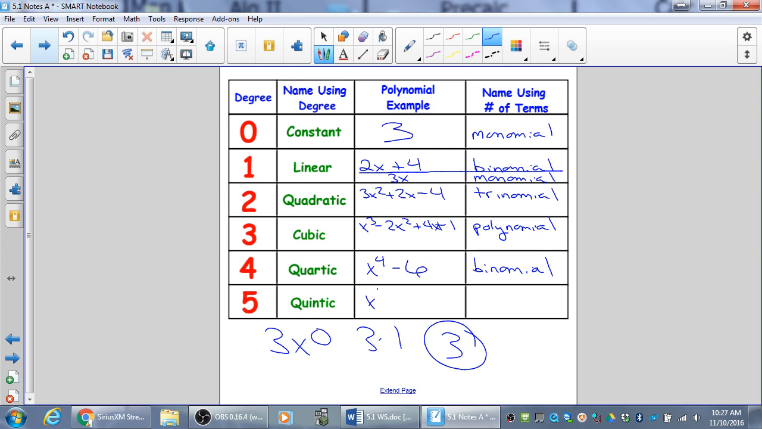Quintic, we could have x to the 5th minus 6x plus 2. Quintic meaning the highest power is 5, and so this would be a trinomial if I only had 3 terms, but the highest power was 5. So you can have a combination of lots of different things going on here.